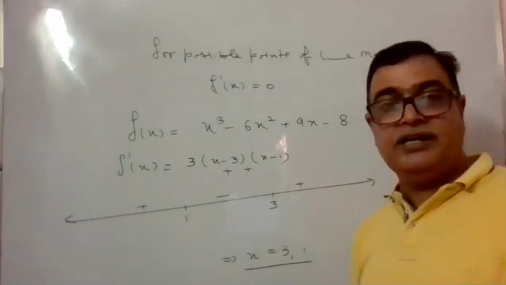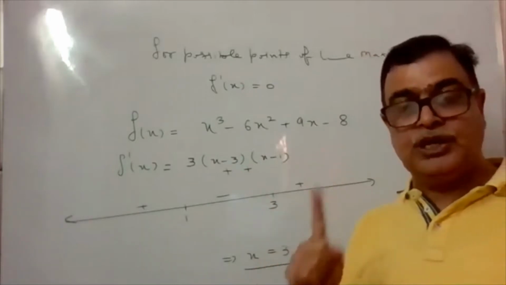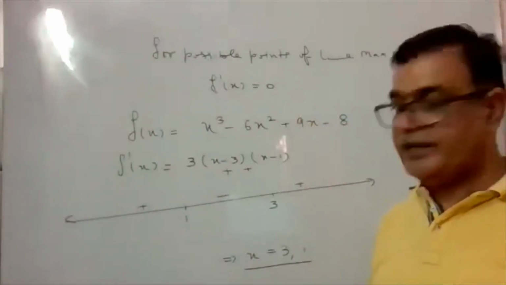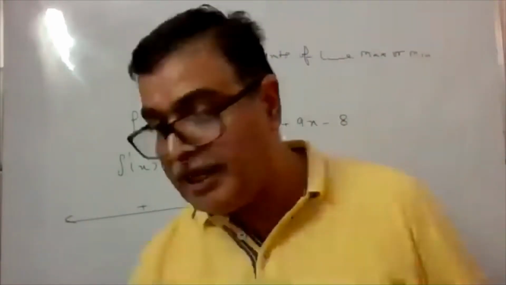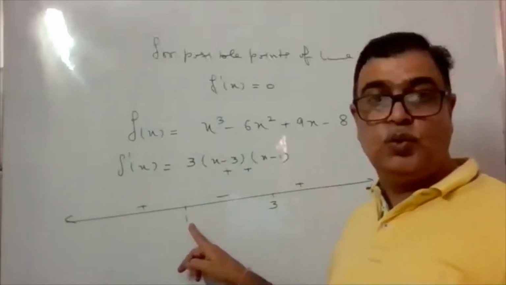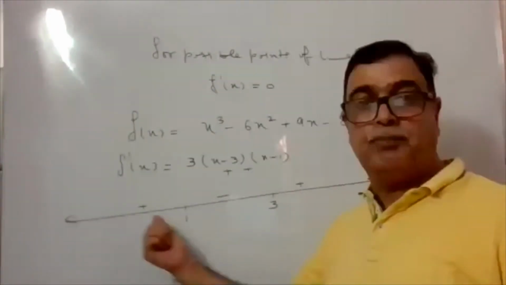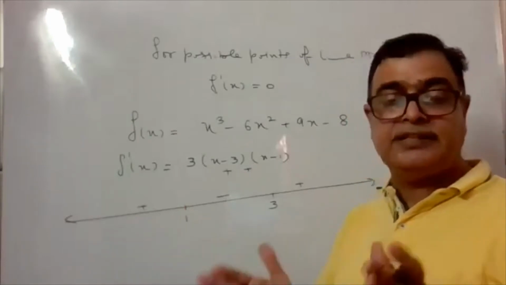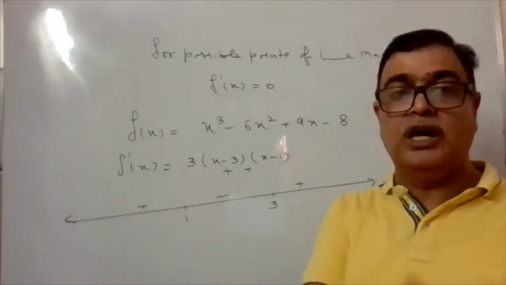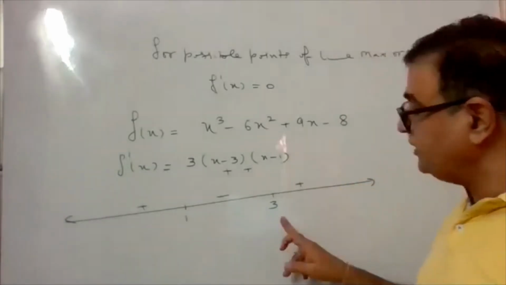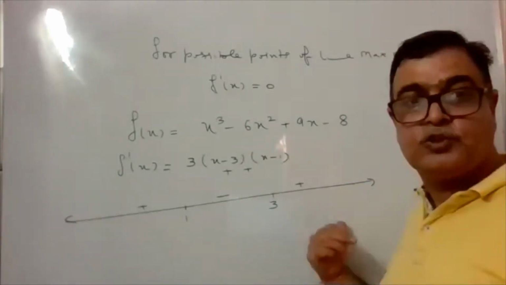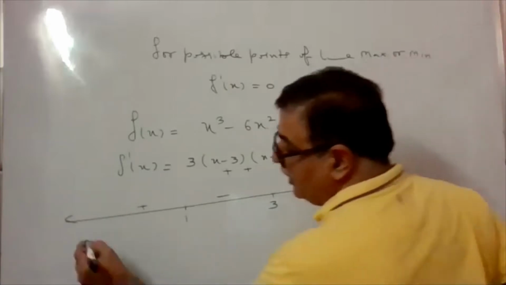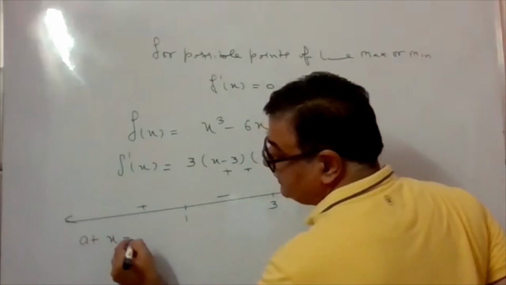Now, x is equal to 1 and x is equal to 3 are the points where the derivative is already 0, so the first condition is already satisfied. And now, when you have x is equal to 1, your dy by dx changes from plus to minus. As it is changing from plus to minus, x is equal to 1 is the point of local maximum. And at 3, dy by dx changes from minus to plus, we will say it will be local minimum.